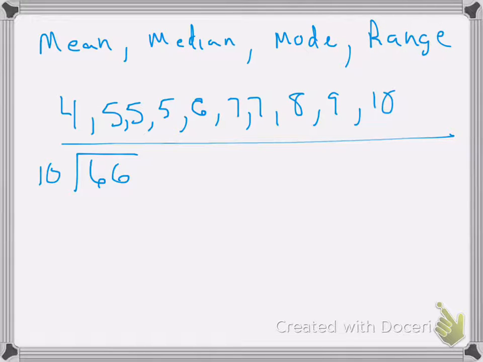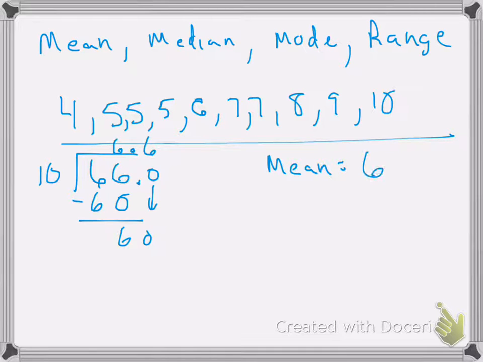10 goes into 6. Nope, but 10 does go into 66. 10 goes into 66 6 times. That gives me 60. Subtract and get 6. Bring down your 0. 6.6 in my case is my mean. 6.6. My median is my middle number.